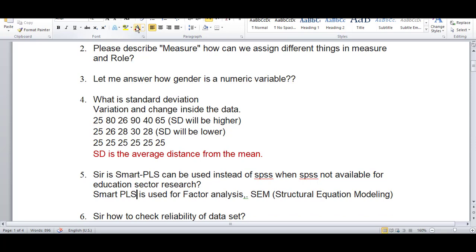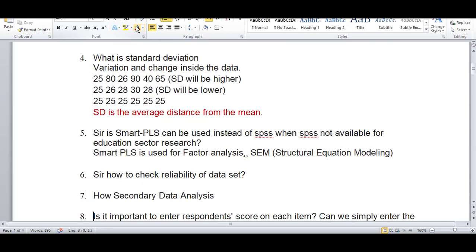So can you use it? I mean, it depends what kind of analysis you want to run. If your analysis is only SEM, then you must use Smart PLS. If your analysis is independent t-test, dependent t-test, correlation, or chi-square, then you can only use SPSS. Smart PLS does not provide such kind of analysis.